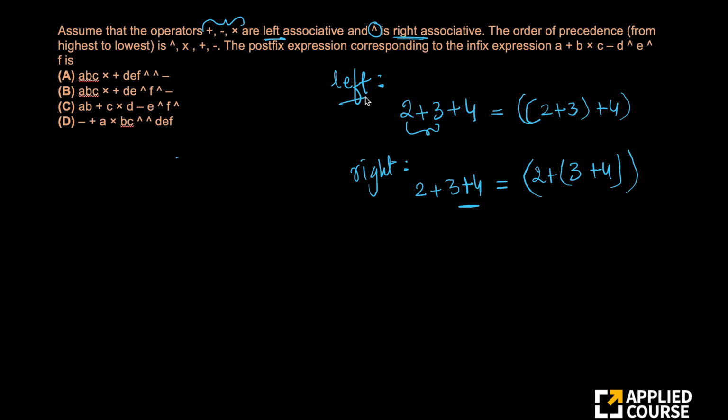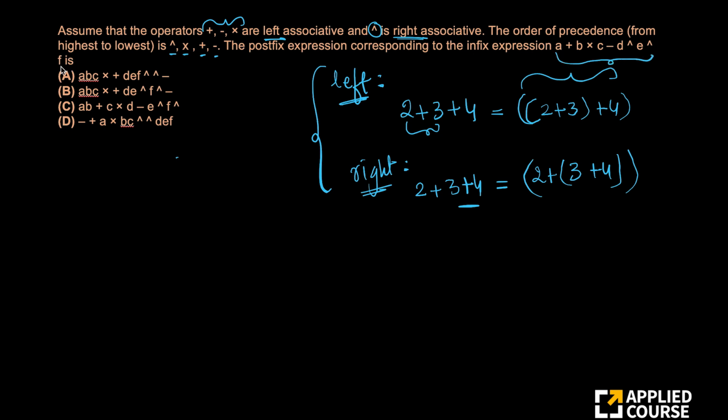Basically, whether an operator is left associative or right associative changes the parenthesization of that expression. Very simple, nothing fancy here, a very straightforward concept. So it says plus, minus and cross are left associative, while cap is right associative. So we understood what left associative and right associative are. It's basically a difference in parenthesization. The order of precedence from highest to lowest is cap, followed by star, followed by plus and minus. Now the question is, what is the postfix expression corresponding to this infix expression?